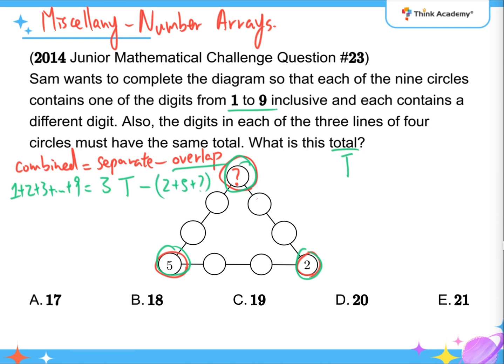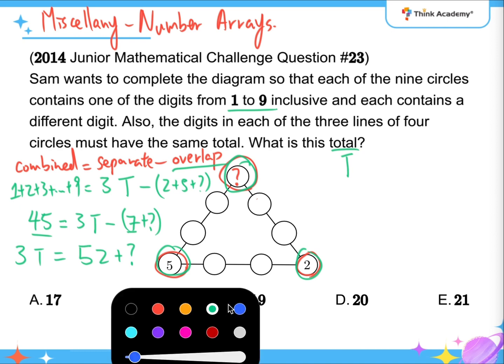In brackets, of course, because we need to take away the whole lump sum. So now you can see that 1 adding all the way to 9 is 45, and that is equal to 3 times the total, take away 7 adding question mark. Which, if you reallocate the terms, you can see that 3 times the total will be 52, which is 45 adding 7, adding question mark.